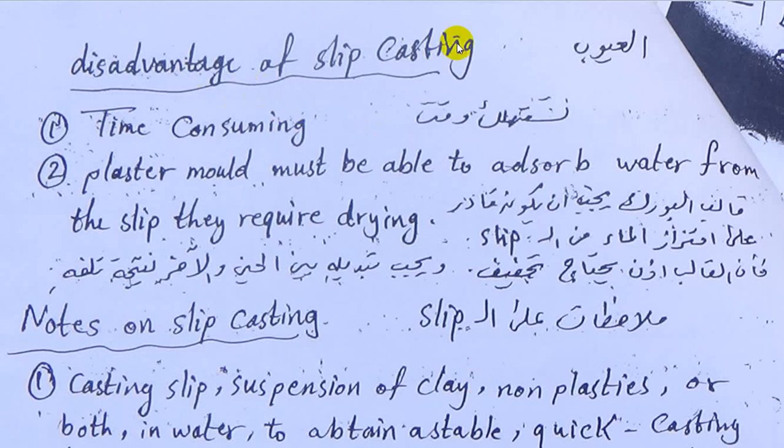This is the disadvantage of slip casting: it is a time-consuming method. A plaster mold must be able to absorb water from the slip, which requires drying.